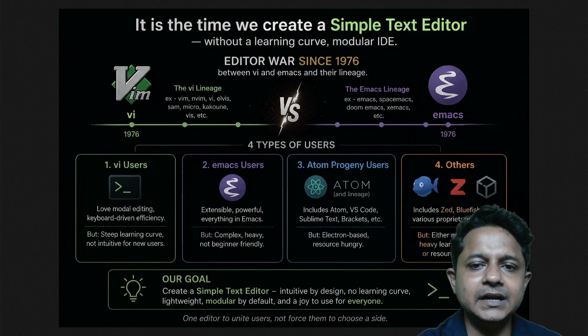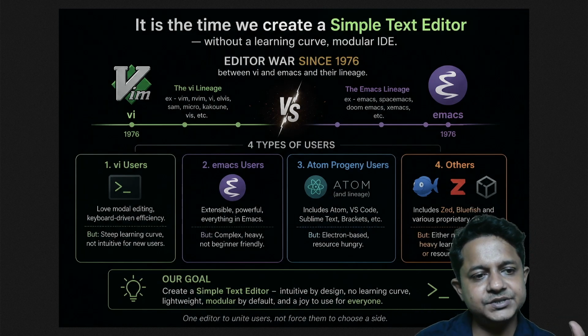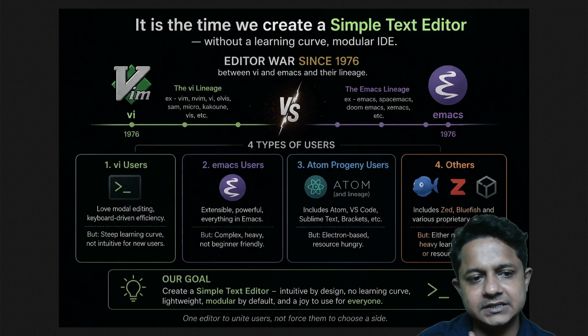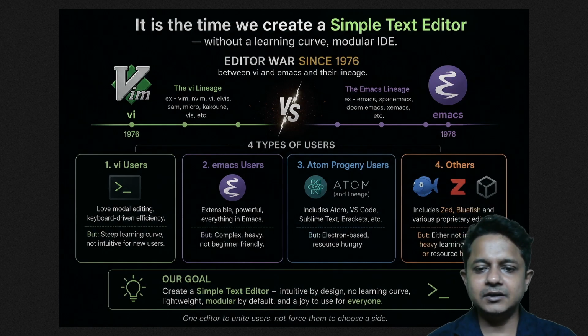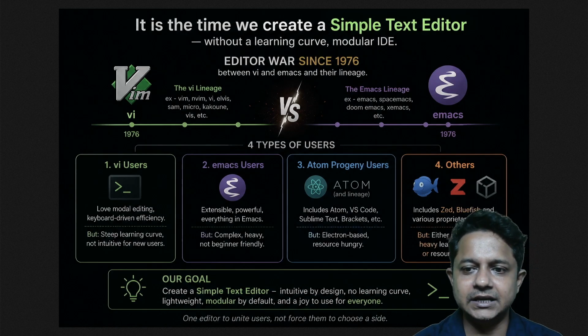What happened after 1976? Two major text editors were born. One is vi, another one is Emacs. Like there was no world war. India did not participate in any war. So technically we can say there was no world war.